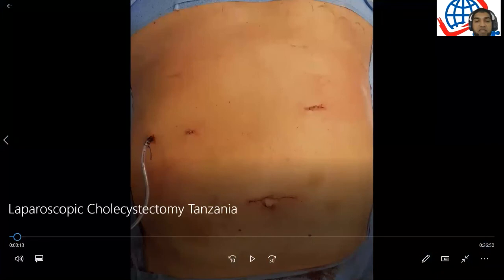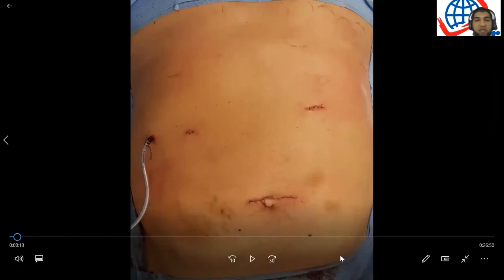So this is a basic port position. As you can see at the top left-hand side, on the left side of the middle line, is a port that I generally put my clip applicator through and remove the gallbladder from as well. On the right-hand side of the patient, you'll see two 5-millimeter incisions, the most lateral one, and at the umbilicus, you can see that he's got a little bit of a longer incision there.